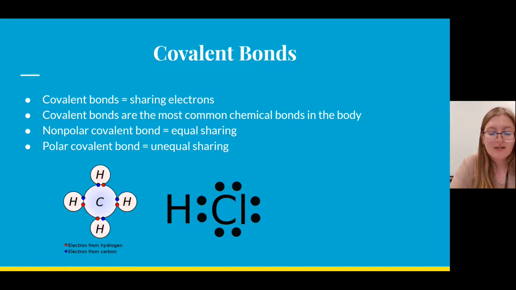A polar covalent bond is formed when electrons between 2 atoms are shared unequally, where one end of the molecule has a slightly negative charge and the other has a slightly positive charge.